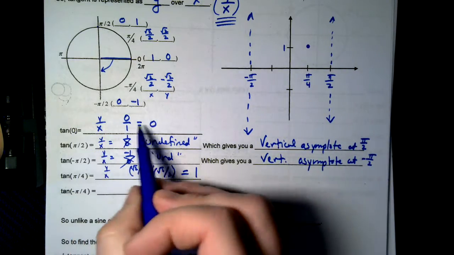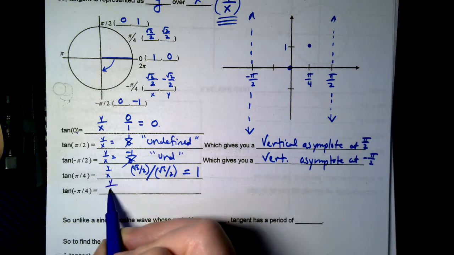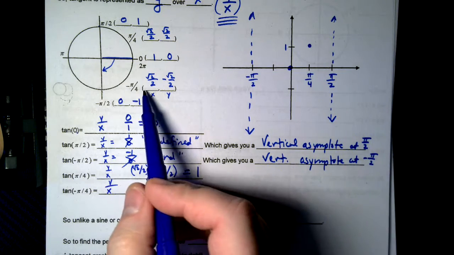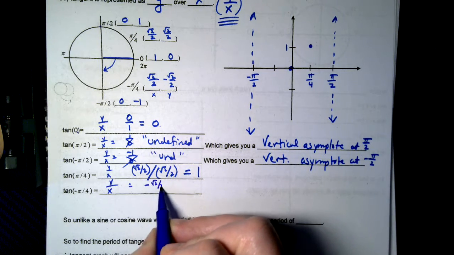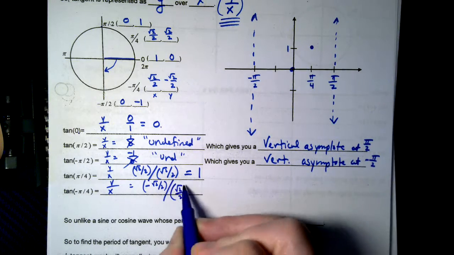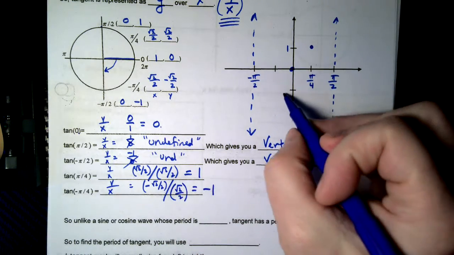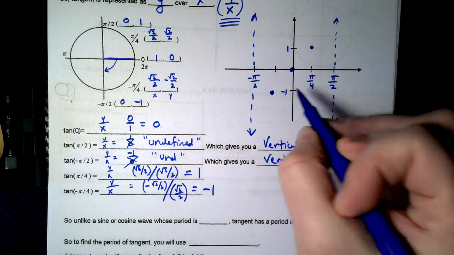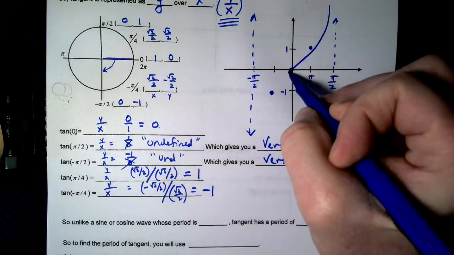We already did 0. It's going to equal 0. And then when we do y over x at negative pi over 4, the y is a negative square root of 2 over 2 divided by a positive square root of 2 over 2. That comes out to equal negative 1. And so at negative 1, we go here. This graph looks like an S curve.